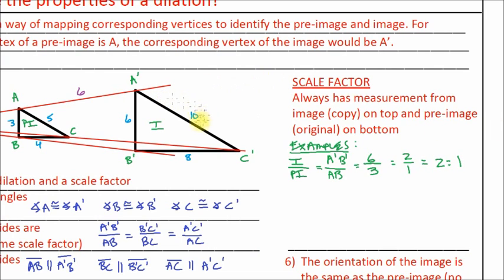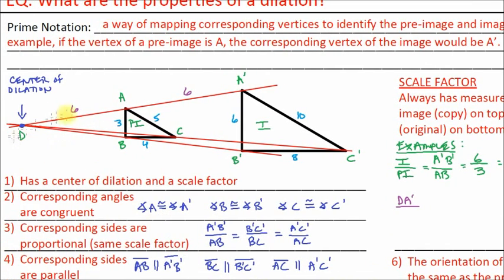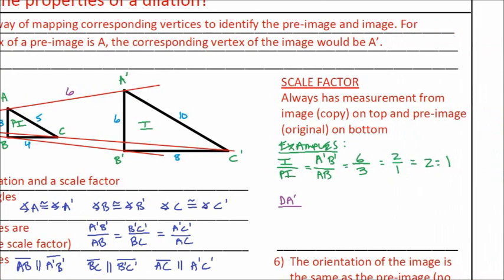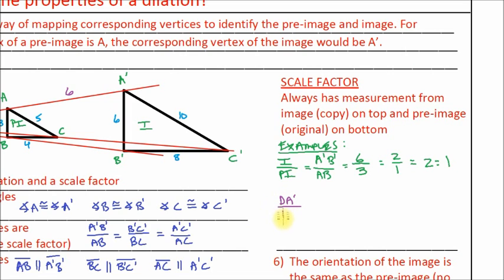Let's take a look at another place. How about instead of looking at corresponding sides, we look at the distance to the center of dilation. Let's try that. I'm going to look at the distance from D to A prime. That's from the center of dilation to our image, and I'm going to look at that divided by the distance from the center of dilation to the corresponding vertex of our pre-image. So dA prime over dA.